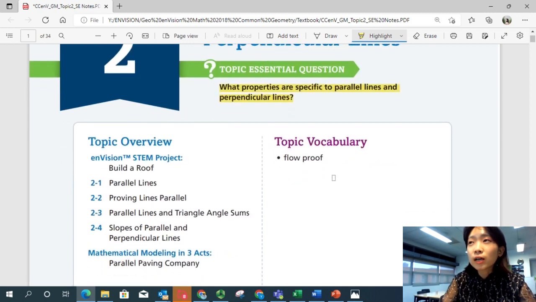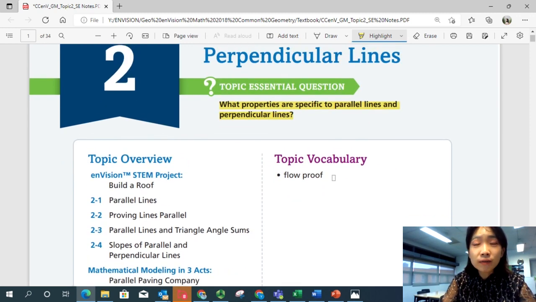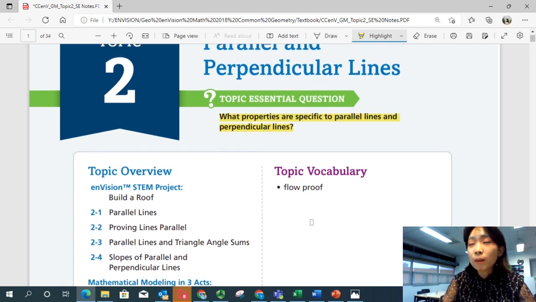So if you look at the topic overview, we only have 4 lessons: parallel lines, proving lines parallel, parallel lines and triangle angle sums, and slopes of parallel and perpendicular lines. It's a short topic. Topic vocabulary would be flow proof, so we'll learn another type of proof.